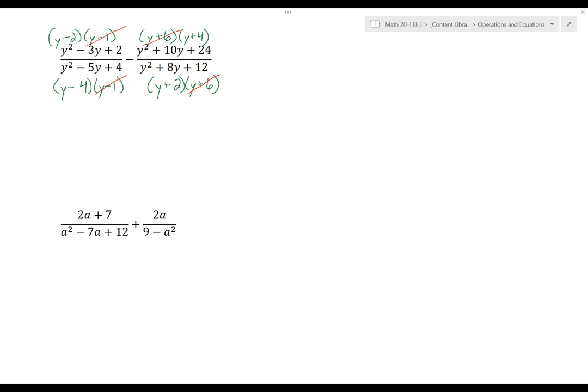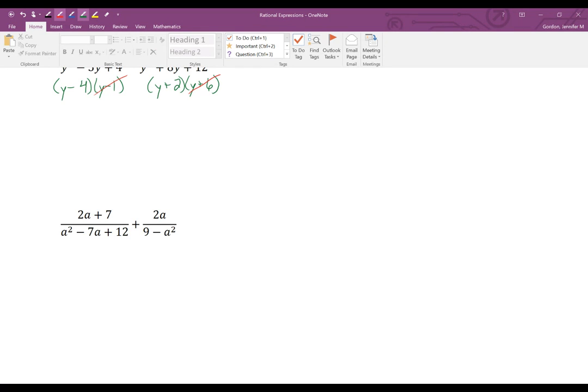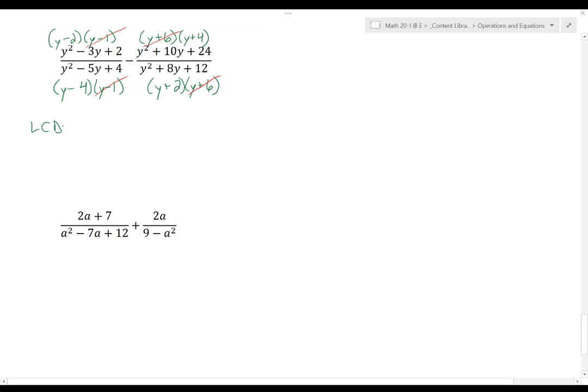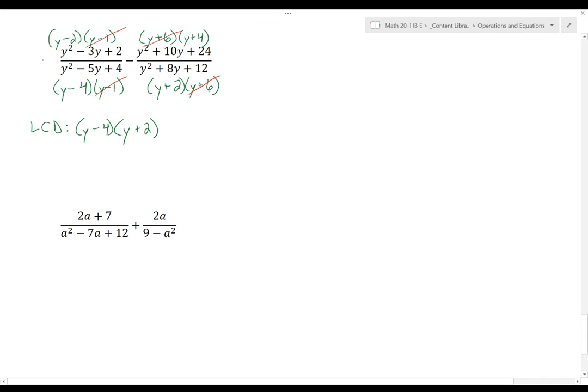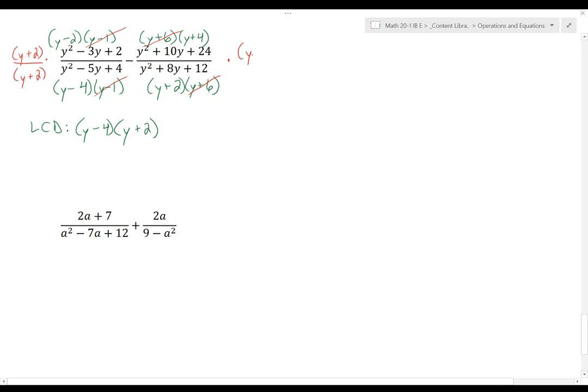But because I can simplify each individual fraction, I don't need to worry about the y plus 6 and the y minus 1. They are still going to be non-permissible values, but my lowest common denominator in this case is just going to be y minus 4 times y plus 2, which means that in the first fraction, all I have to multiply by is the y plus 2 over y plus 2. And in the second fraction, I have to multiply by y minus 4 over y minus 4.